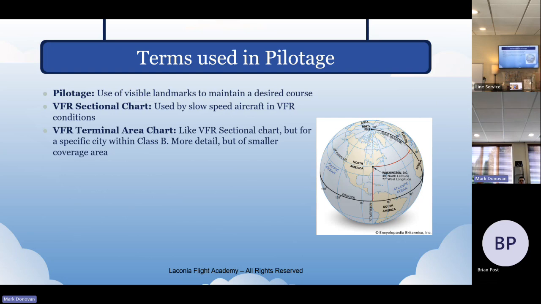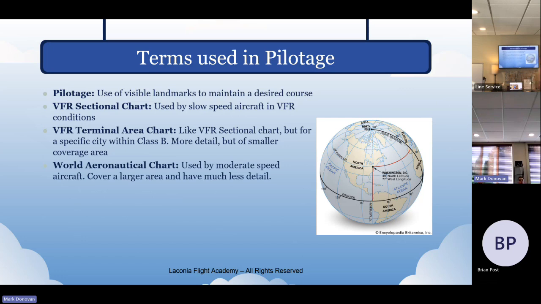Then there's something called the VFR terminal area chart for Class B airspace. So for Logan, which is represented here by the concentric blue lines and the big yellow area of the city lights of Boston, there are VFR terminal area charts for just the Boston area. And as a result of that, they can zoom in and see a lot more detail around the Boston area. So it covers a lot smaller area, but provides more detail in that smaller area.